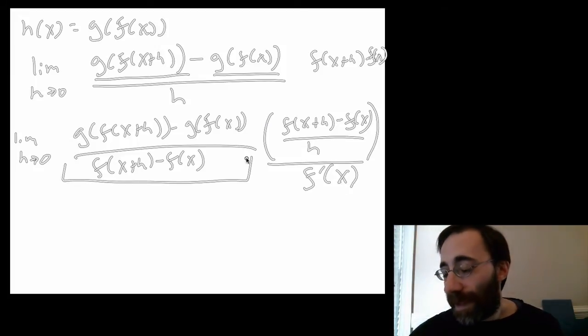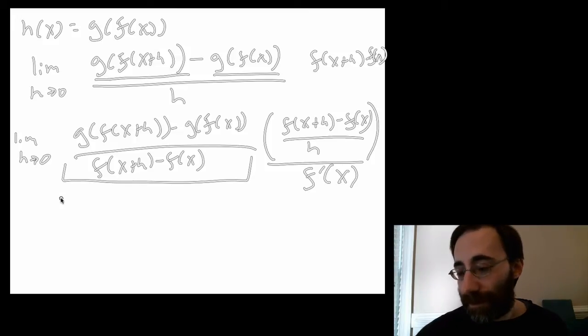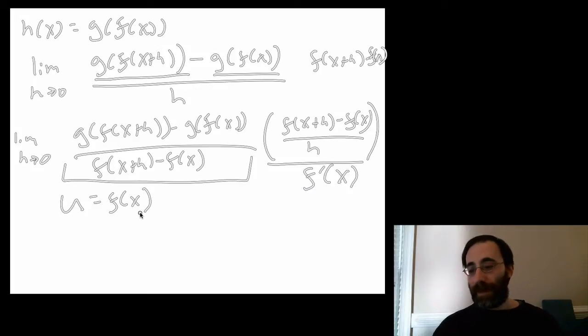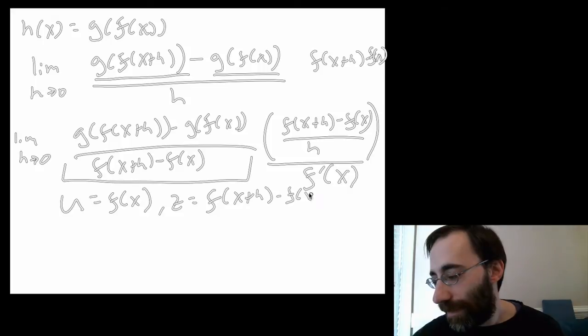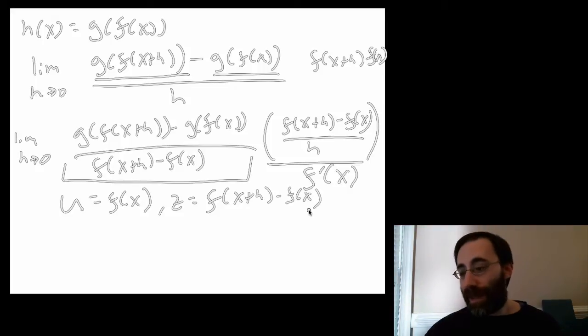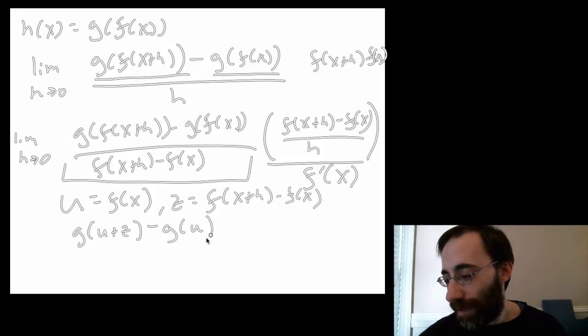Now that's only useful though if this thing I just bracketed is actually something by itself. To get there, let's make a substitution. U here is going to equal f of x. Z is going to equal f of x plus h minus f of x. With that substitution, that thing in brackets becomes g of u plus z, because u plus z is just f of x plus h, minus g of u, divided by z.